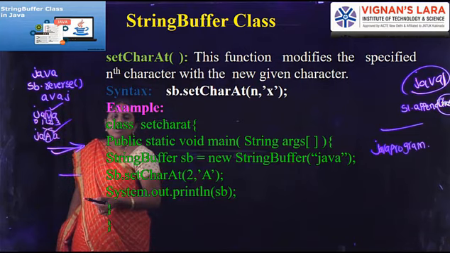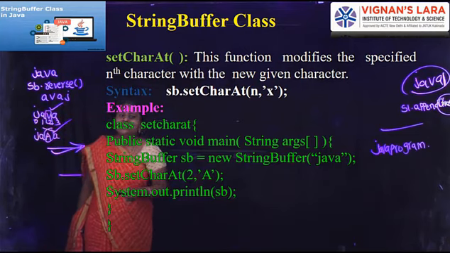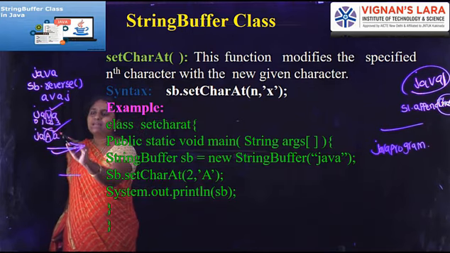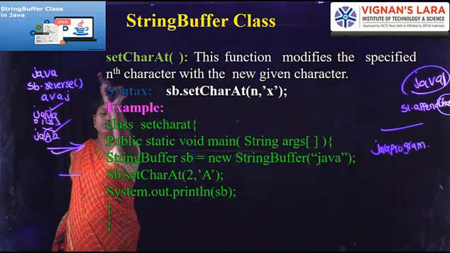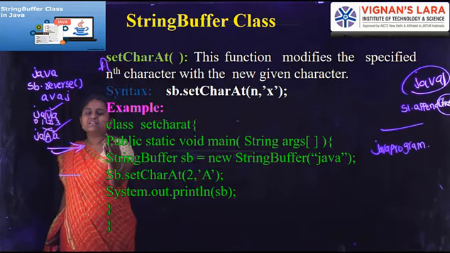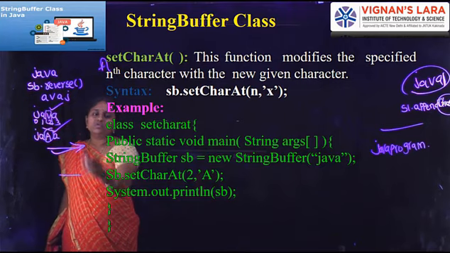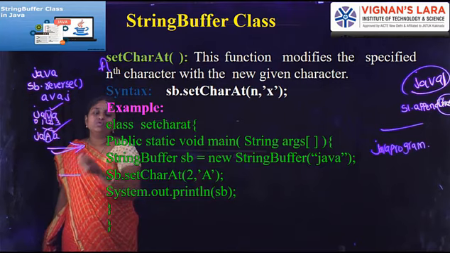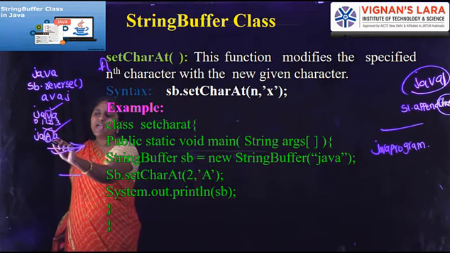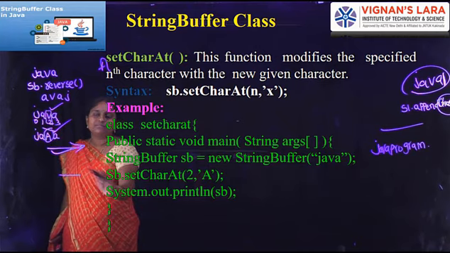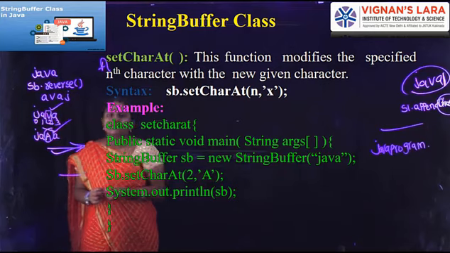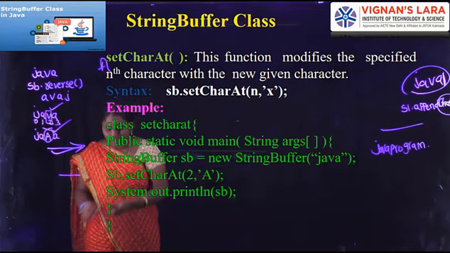This function modifies the specified nth character with a new given character. Here our new given character is uppercase A. Based on the specified index, we have to set a new character. After applying the setCharAt method, it will print JAVA. Okay, so I hope everyone is clear about the setCharAt method. Next, I will move to another method.